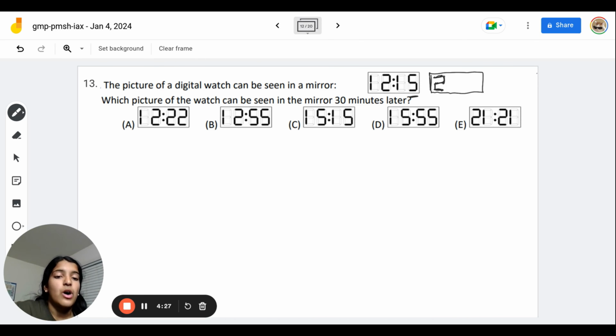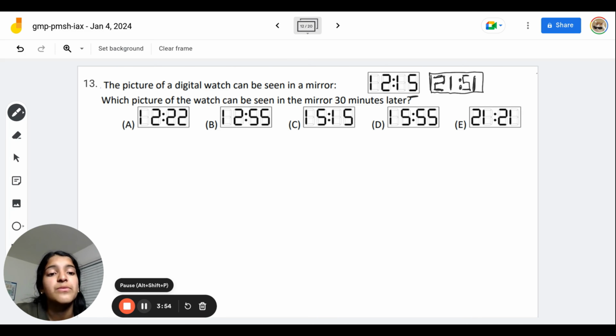And then let's move on to the 1. The 1 stays the same because it's basically the same. It just changes sides. And then there's the 2. When we draw it this time, it's actually a 5. And then the 1 at the end is the same. And then we would look at the different options. Okay, so it says that the mirror is 30 minutes later.